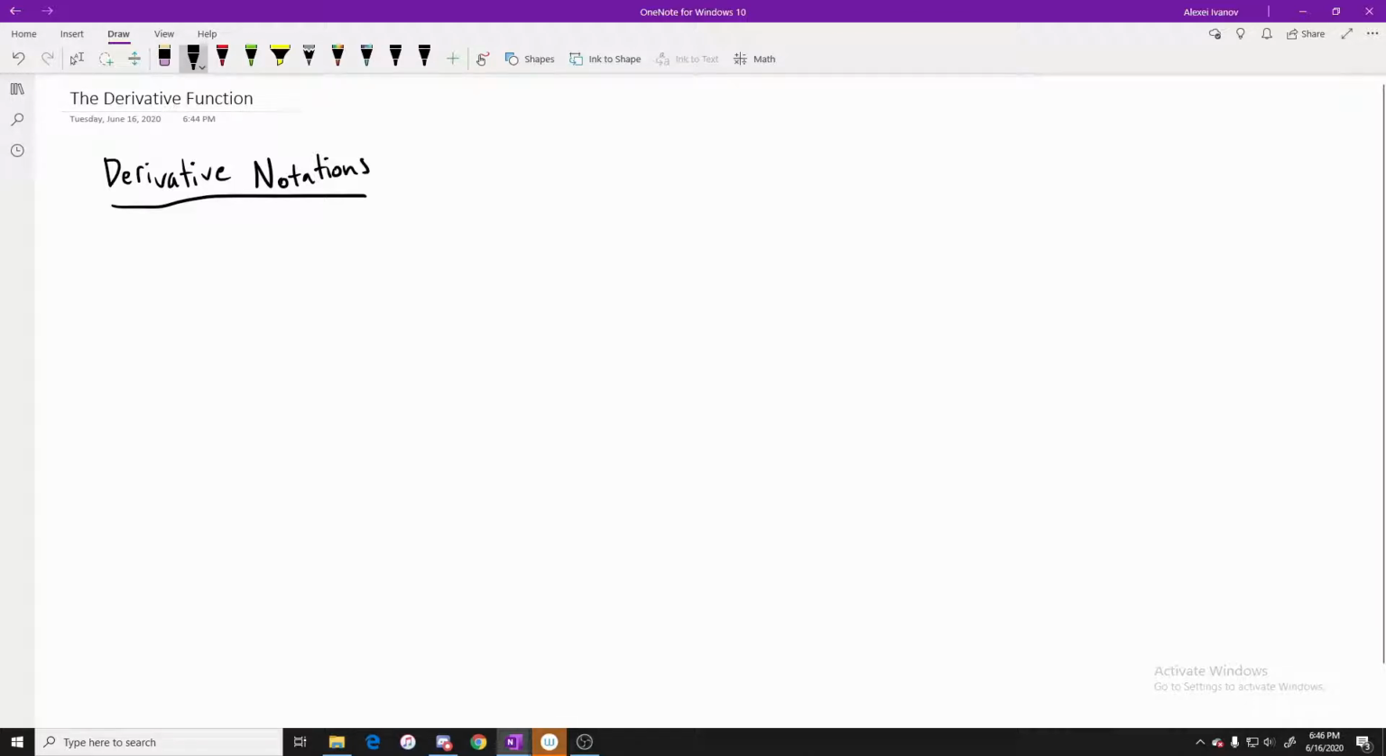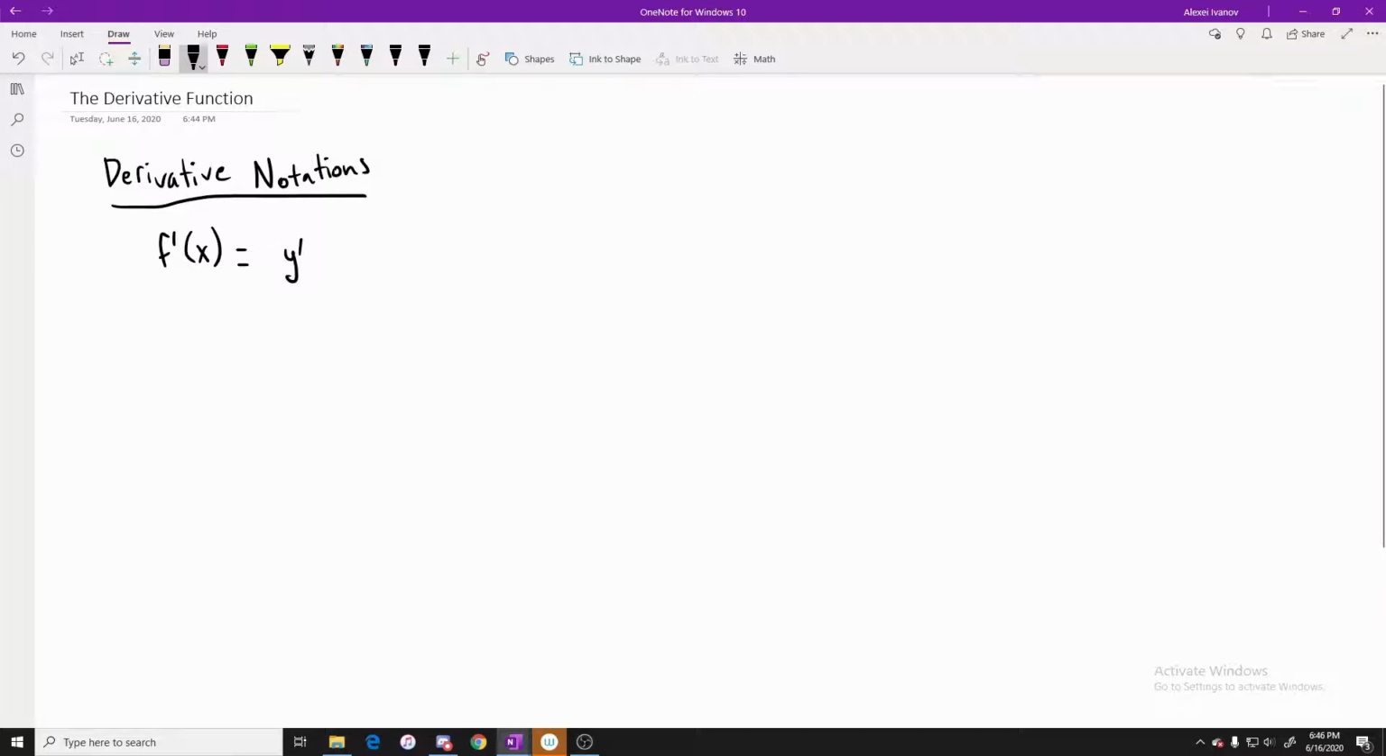There are multiple ways to represent a derivative, and some of the common ways that we've seen is this way, the f prime of x. And likewise, instead of using function notation, we can say y prime. So both of these are valid. Now there are a couple other forms. I'm going to show you all of them.